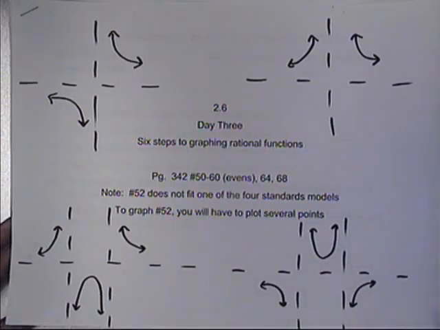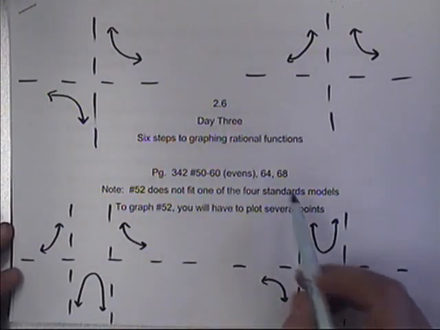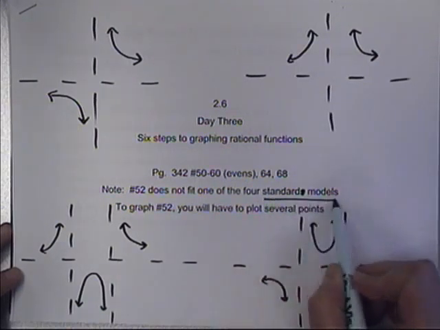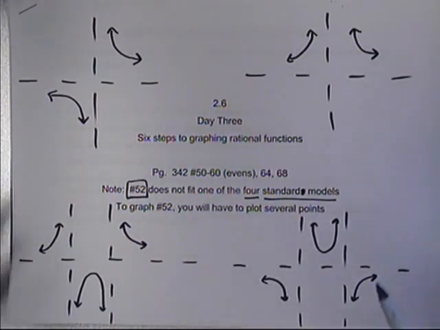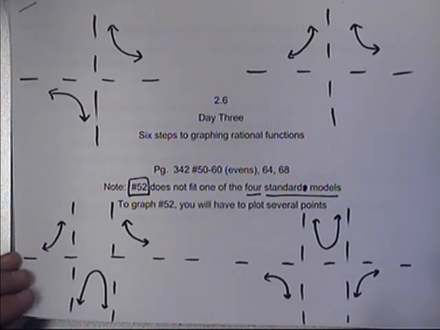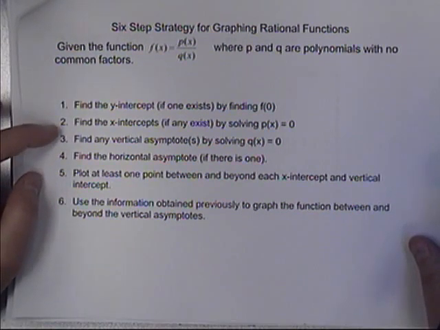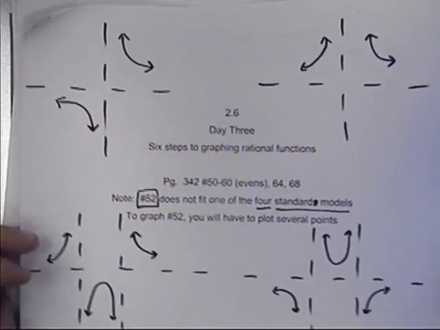So all of the functions that we're going to be looking at today, in the lesson and on the assignment, fit into one of these four standard models. These are the four right here, 1, 2, 3, 4, except for number 52. Number 52 does not look like any of these four, so you'll have to plot some points: plug x values into the function, get a y value, and plot that point to see what the curves are doing after you find your asymptotes. There is a 6-step process to finding these. We're going to first find the y-intercept, any x-intercepts, the vertical and horizontal asymptotes, and then from that we're going to try to figure out which category it might fall into and then make our graph.